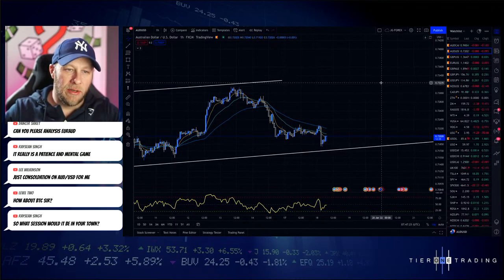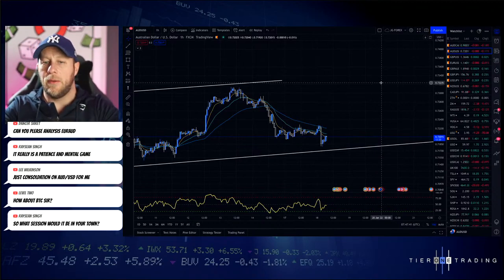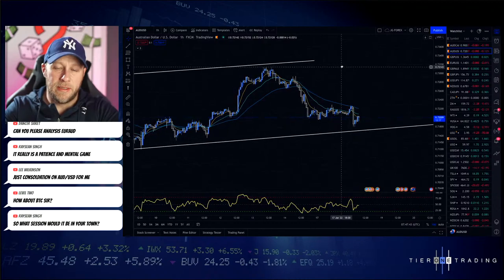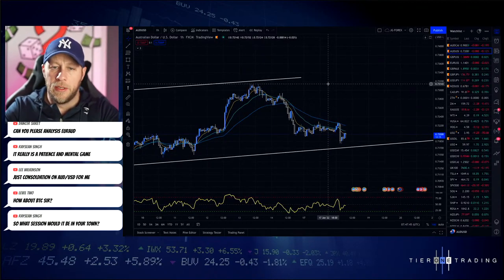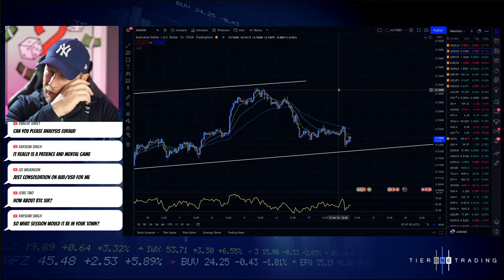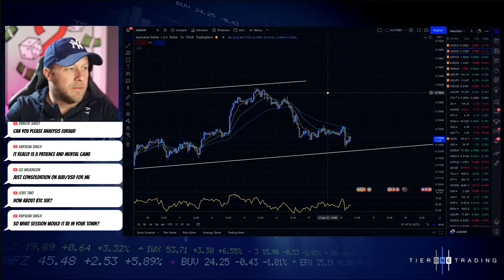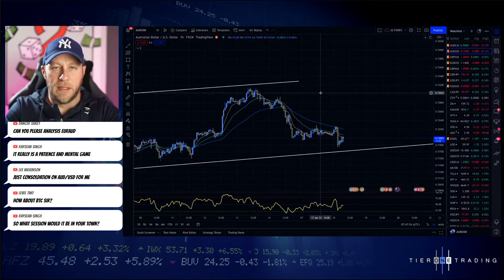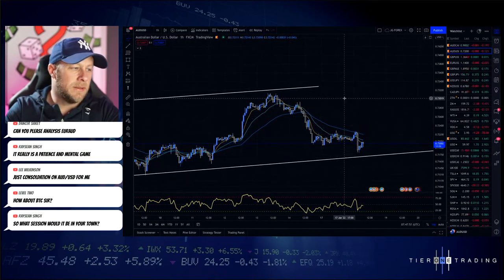Just consolidation Aussie dollar for me. How about Bitcoin? We could take a look at Bitcoin. What session would it be in your town? We're trading the London session, so we get the London Open. It normally comes to life in about half an hour, 40 minutes. I'm in South London, so this is the London session.